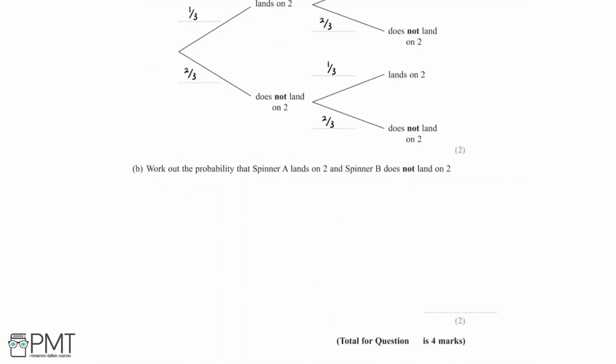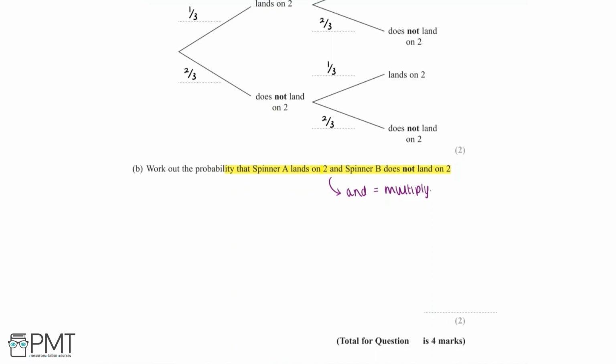Now in part B, we need to work out the probability that spinner A lands on 2 and spinner B does not land on 2. Now the word "and" is very important. A general rule in probability is that "and" means that we multiply the probabilities together. And so to find the probability that spinner A lands on 2 and spinner B does not land on 2, we'd have to do the probability that spinner A will land on 2 multiplied by the probability that spinner B will not land on 2.